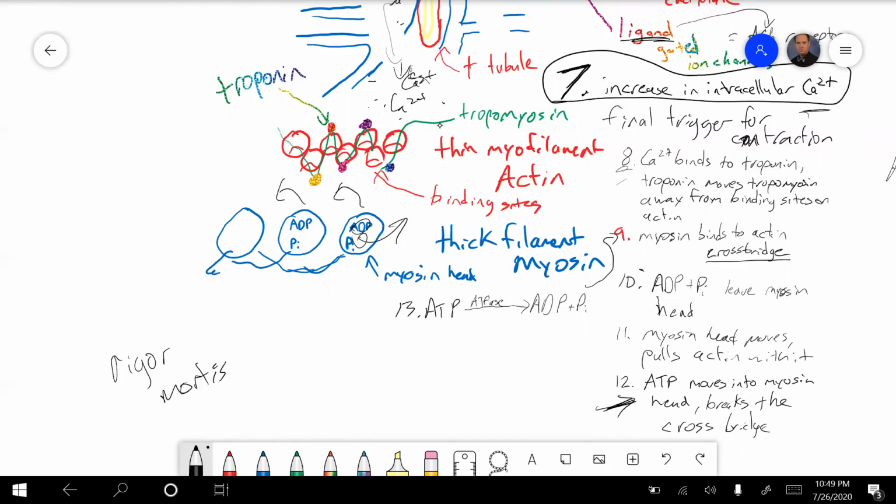That's rigor, and that's because we're losing this. So ATP breaks the cross bridge. Without ATP, the muscle locks, and you get rigor. Fun with muscles.